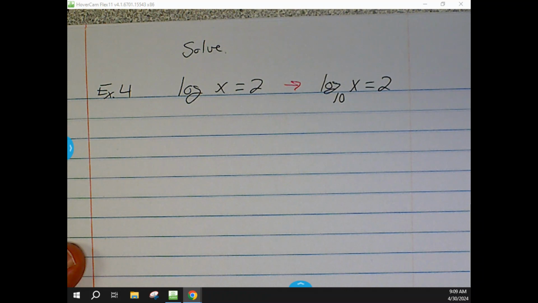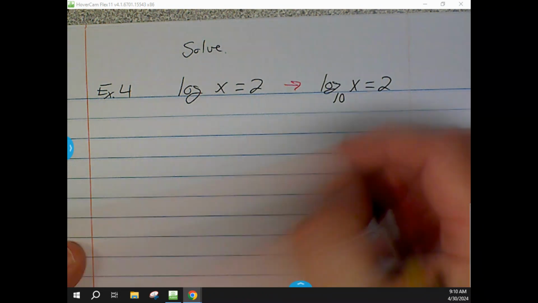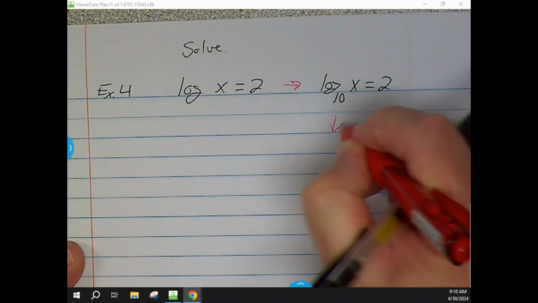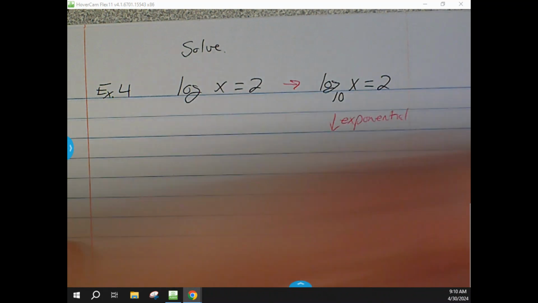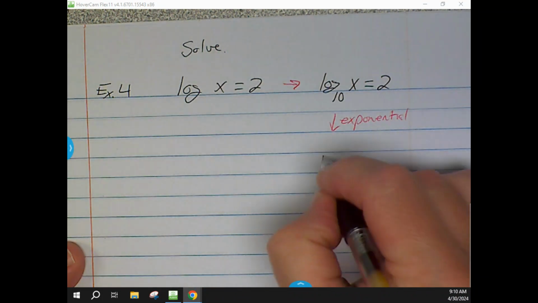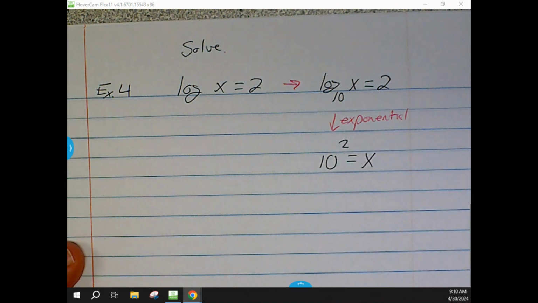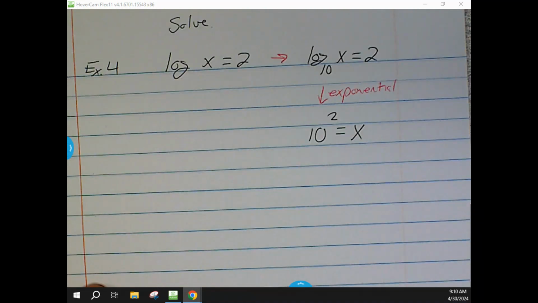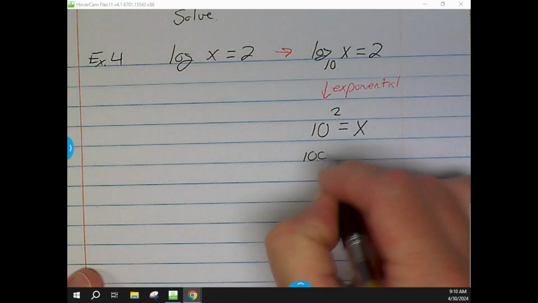Okay, and as it is, there's no way you can use a calculator to get this answer based on what's here, and we'll show you that part in a second. So we're going to do like we did before. We're going to rewrite this thing, put it in exponential form. So that makes it 10 to the second power equals x. Can everybody do that math in your head? Because what is 10 squared? There you go. That's 100.